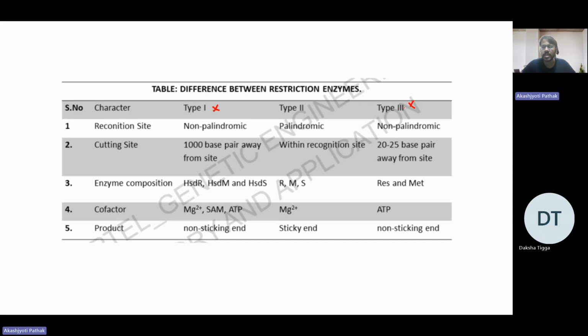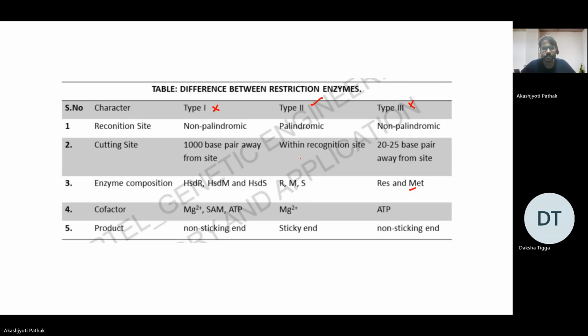And for type 3, the disadvantage is similar: the cut is not fixed. It can cut anywhere, 20 to 25 base pairs away from the recognition site. But type 2 restriction enzyme always cuts within the recognition sequence. Now enzyme composition, as we learned, type 1 is one protein with three different subunits: HsdR, HsdM, and HsdS. Type 2 has subunits R and M, and type 3 has Res and Mod.